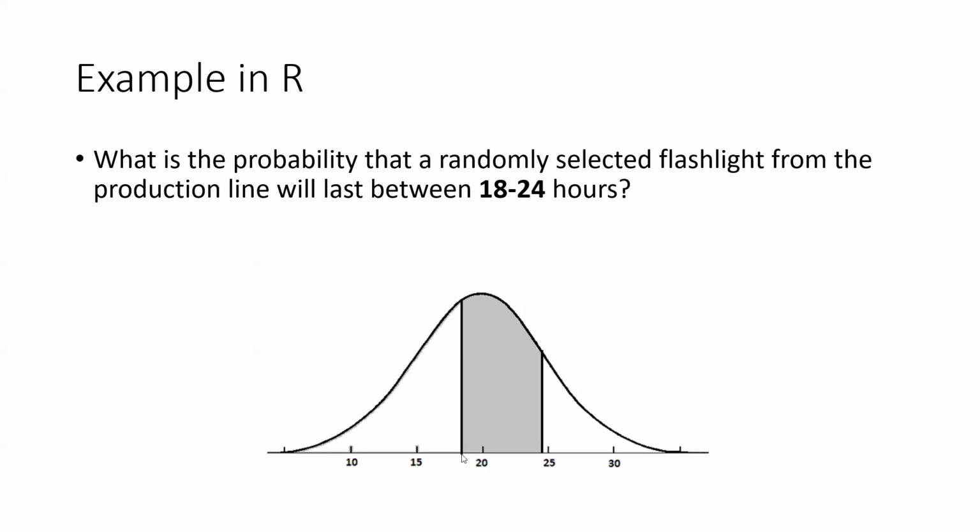So 18 is here on our probability distribution, again, normal probability distribution, and 24 is over here. So we're looking for the shaded region, and this shaded region is the probability. If you were to sum up this entire bell, you would get the probability of 100% because everything would be shaded.